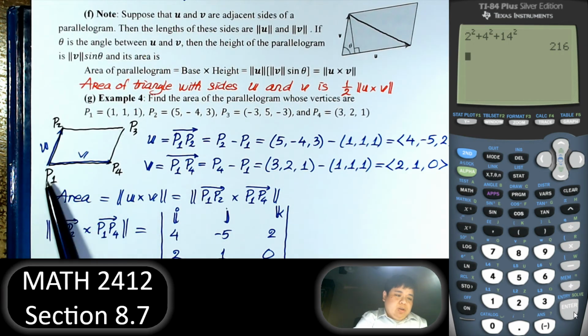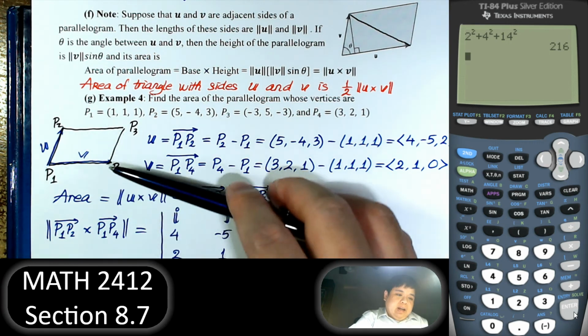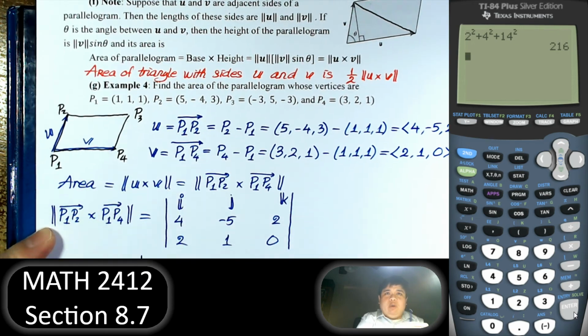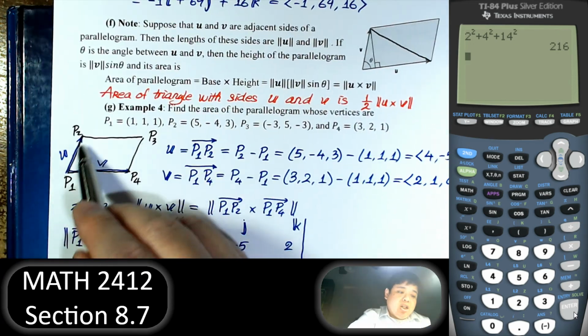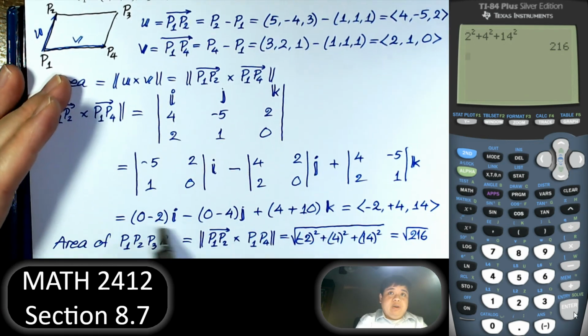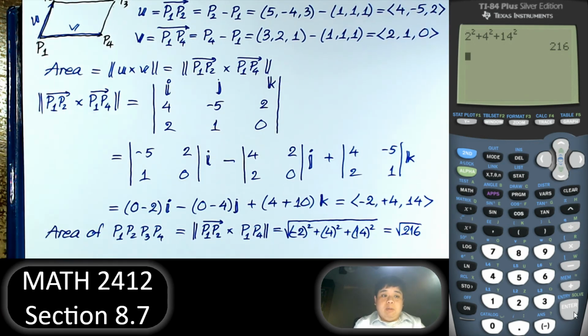Of course, we can use P1, P4, and then cross P4, P3. Any two adjacent vectors will be fine. The order of U cross V or V cross U doesn't matter. But we just pick two adjacent vectors, do the cross product, take the magnitude. That gives us the area of the parallelogram.